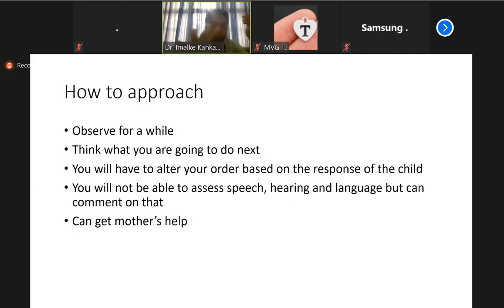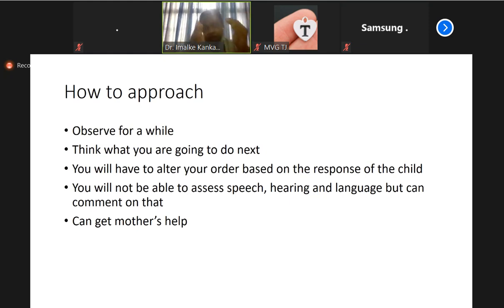We will never give a child who's sleeping on the bed for the developmental assessment. Most of the time we will be giving a case where the child will be sitting on the bed playing with some toys and playing with mom, that kind of a thing. So think, what are you going to do next?